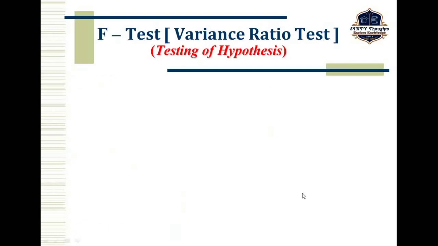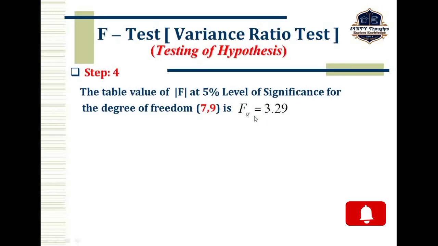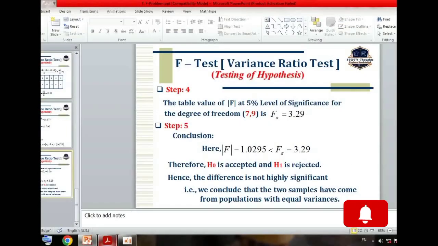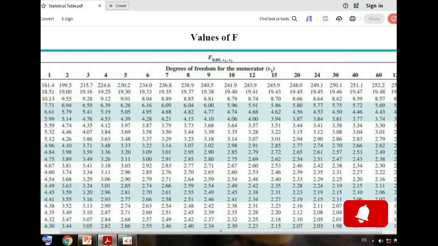What is step number 4? In step number 4, we write the table value at the given percentage. Therefore, the table value of modulus of F at 5% level of significance for the degrees of freedom 7, 9 is F alpha equal to 3.29. Here we have two different points: one is the numerator value and the other is the denominator. How do we get this? Using the statistical table for the F test.